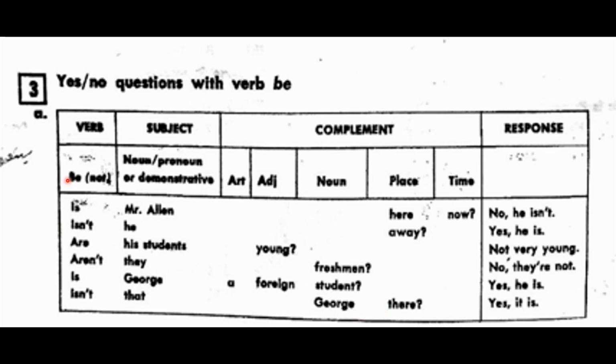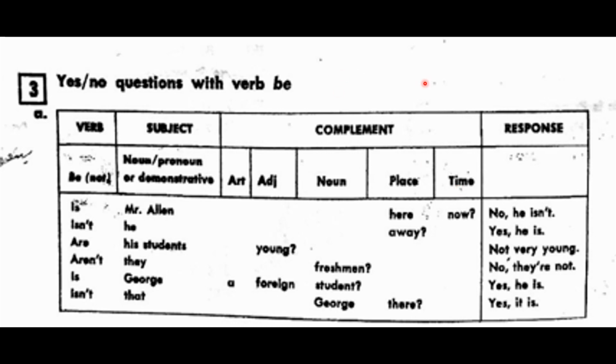Note that after the auxiliary is or are, isn't or aren't, here comes the subject. So the auxiliary is followed by subject, noun, pronoun, or a demonstrative. Then after the subject comes the complement. We said that the complements here could be consisting of 5 elements: article, adjective, noun, place, and time.